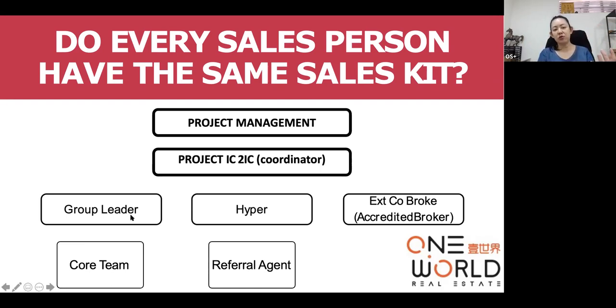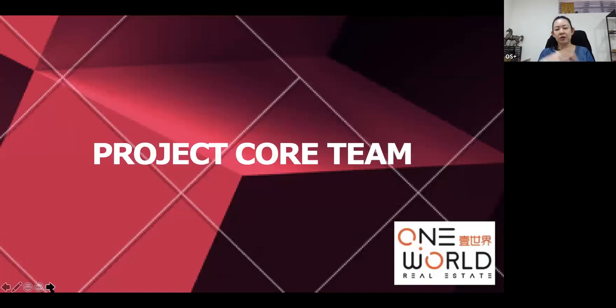After that, from group leader, you can be promoted to become a project IC, or second IC as a coordinator, and lead a team of agents. Ultimately, you will be invited to project management, just like Daniel. He started from core team, then became a group leader, then an IC, and ultimately a project director. This is the career path every project agent should look for. If you want to be a specialized agent in project marketing, this will be the ladder for you to climb. Next, we're going to talk about the project core team.